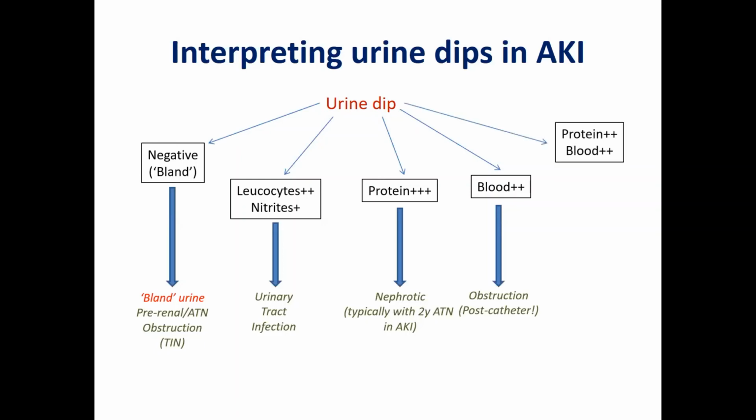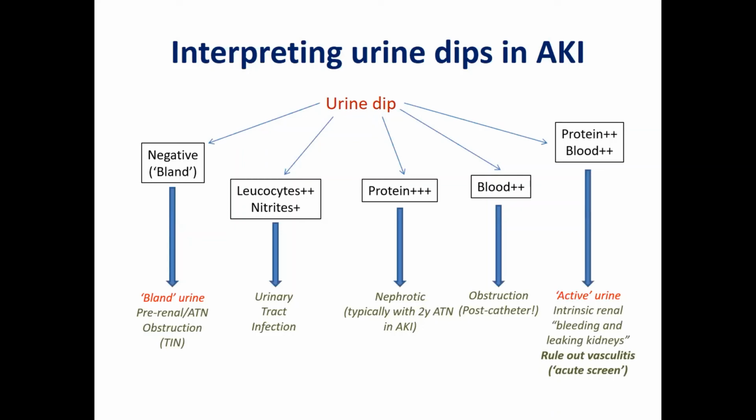If there's blood and protein, that's the opposite end of the spectrum. That is an active urine. And the reason that's very important is because as a nephrologist, that's where we come in. An active urine sediment means it's a bleeding and leaking kidney. And the thing we worry about, the thing that gets nephrologists up in the middle of the night, is if that's vasculitis, because that needs urgent management and won't get better without urgent treatment, which is usually immunosuppression.